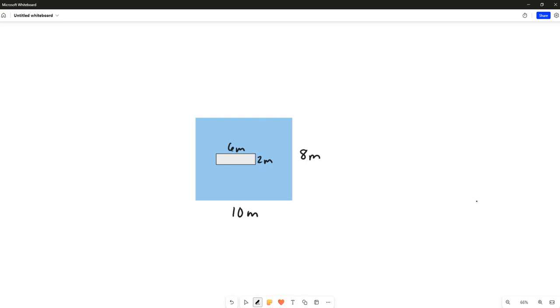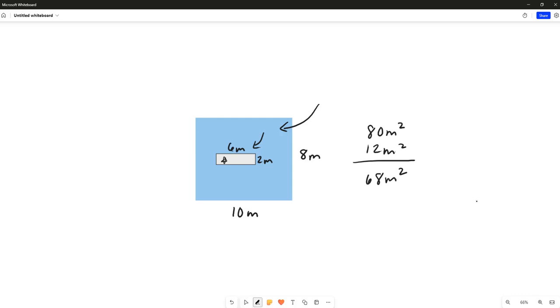So the area of this whole thing would be 80 meters squared. And the area of this whole thing would be 12 meters squared. But this does not count as the shaded area, so we have to subtract it back out. So this is going to be 68 meters squared.